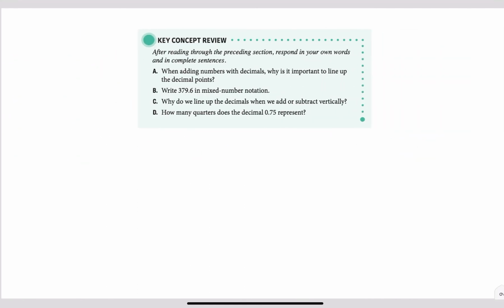Okay, so let's review some of the key concepts here. A, when adding and subtracting with decimals, why is it important to line up the decimal points? Because that lines up place value. And place value is all that the decimal point is indicating, right? It's simply indicating place value. So if place values are lined up, you can do your addition and subtraction.